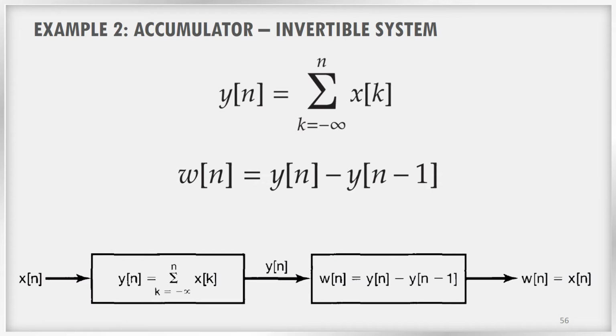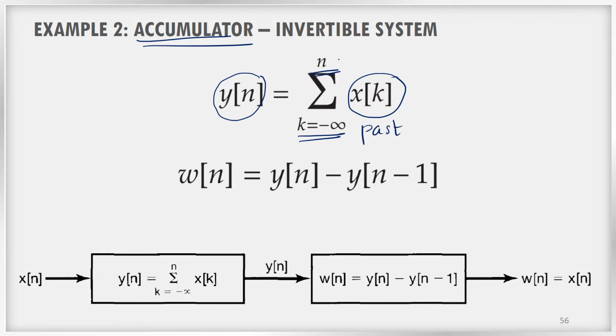Now let us check another operation, which is also a mathematical abstraction, nothing but an accumulator. What is happening in an accumulator? Here you can see the output y of n is nothing but the sum of x of k, where k varies from minus infinity to n, that is from somewhere in the past to the present value. You have to add all the input values from somewhere in the past to the present value, and that is the output.